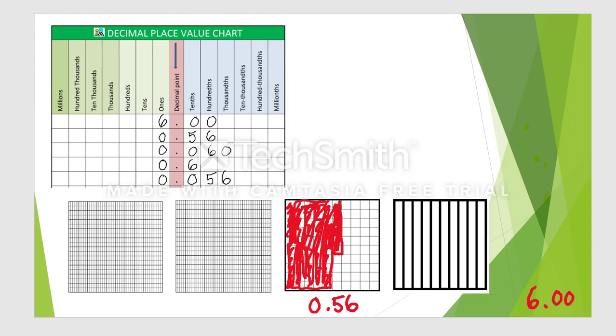You can also think of breaking this down into 5 tenths. So I have 5 columns, each one is a tenth, and then I have 6 hundredths, or these 6 smaller boxes here.